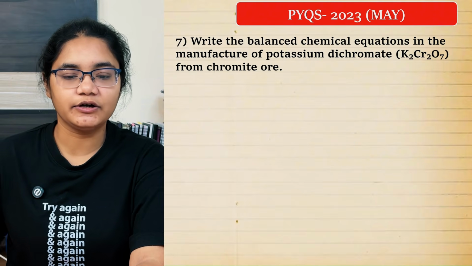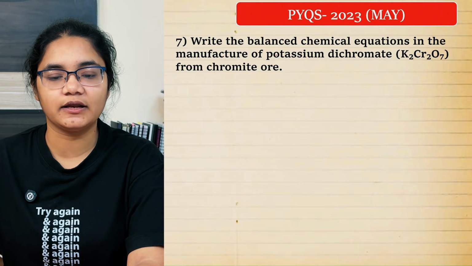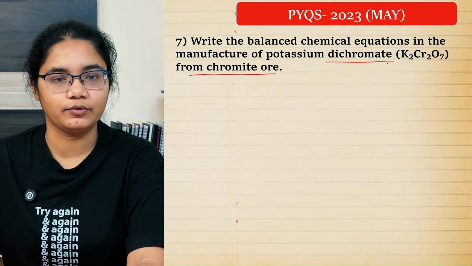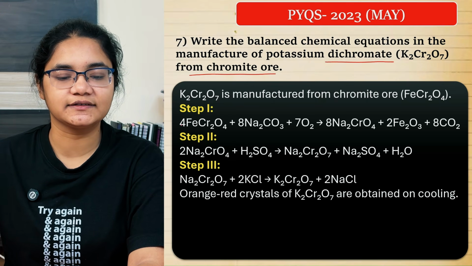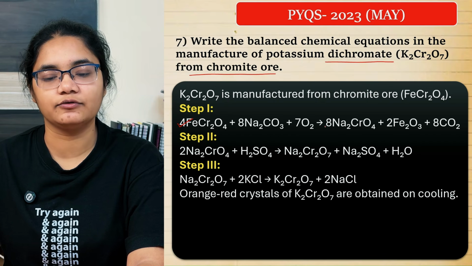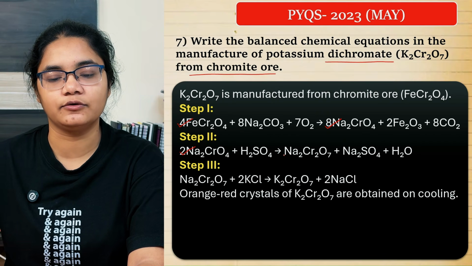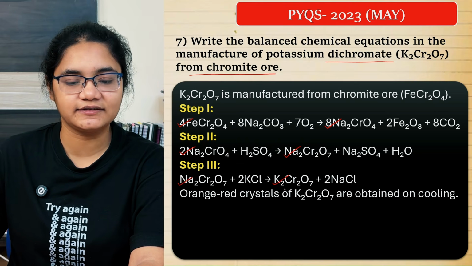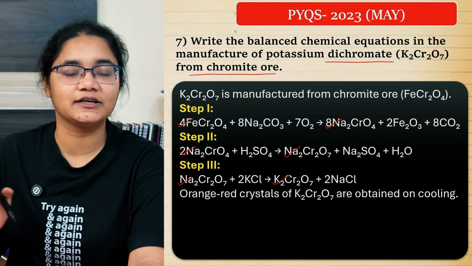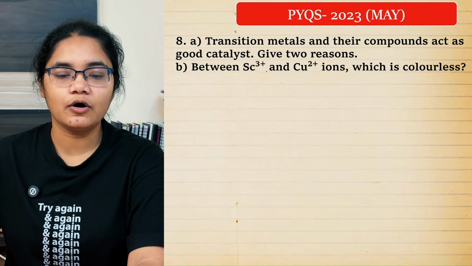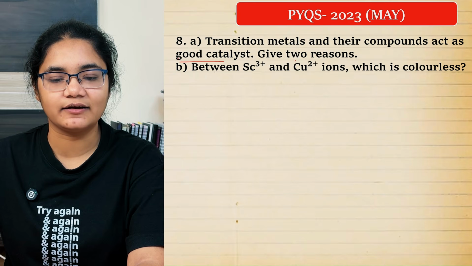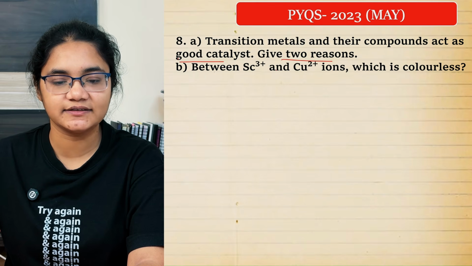Next, write the balanced chemical equations in the manufacture of potassium dichromate from chromite ore. That we have already discussed. You can write down first iron chromite to sodium chromite, then sodium chromite to sodium dichromate, sodium dichromate to potassium dichromate. This reaction, as I told you, with balanced equations, you should remember. Now, next question: transition metals and their compounds act as good catalysts. Give 2 reasons. Already we have discussed this question.